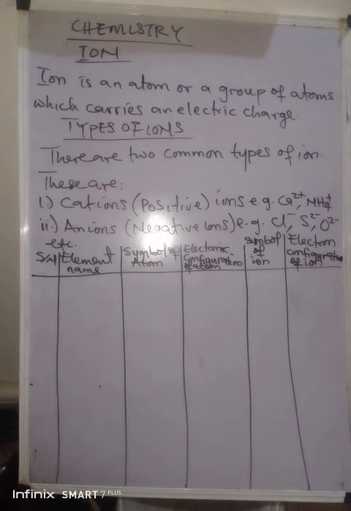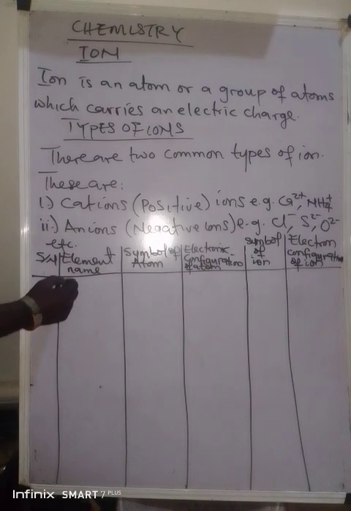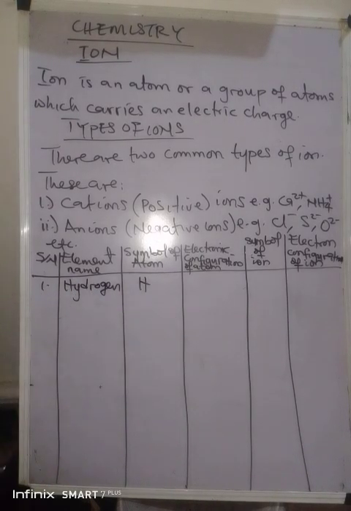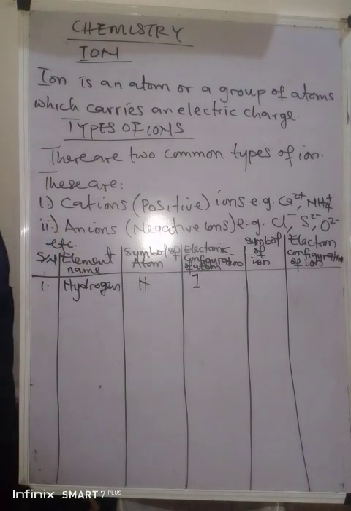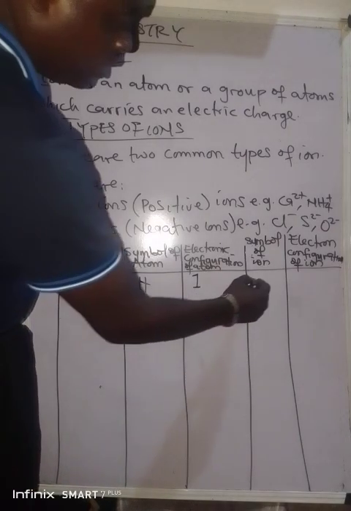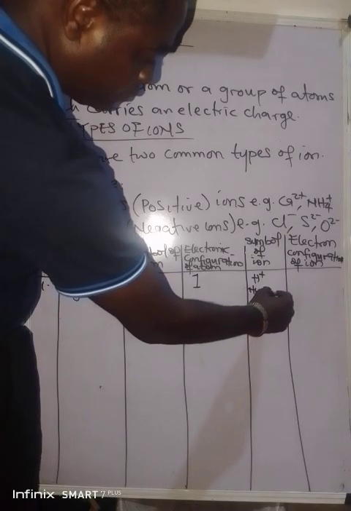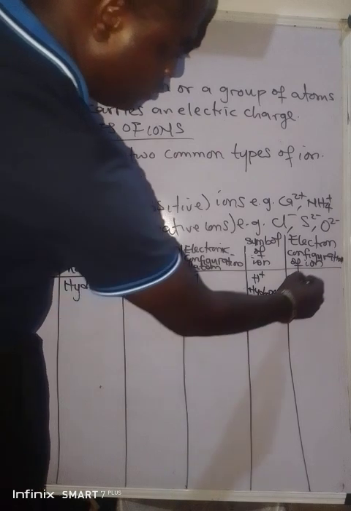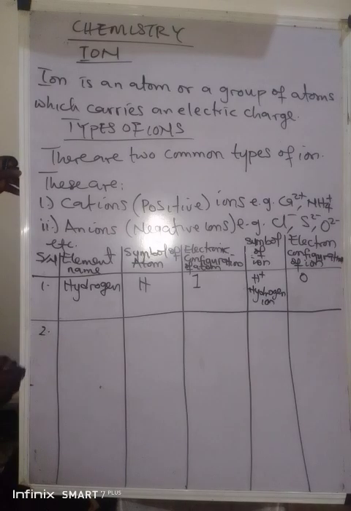Now, we want to look at how ions are formed. The name of the first element we have is what? Hydrogen. And the symbol of the atom of hydrogen is H. The configuration is 1. So when it loses this one, it forms H+. This is called hydrogen ion. Then the configuration is 0. It doesn't have any electron again. It has lost the only one electron it has.